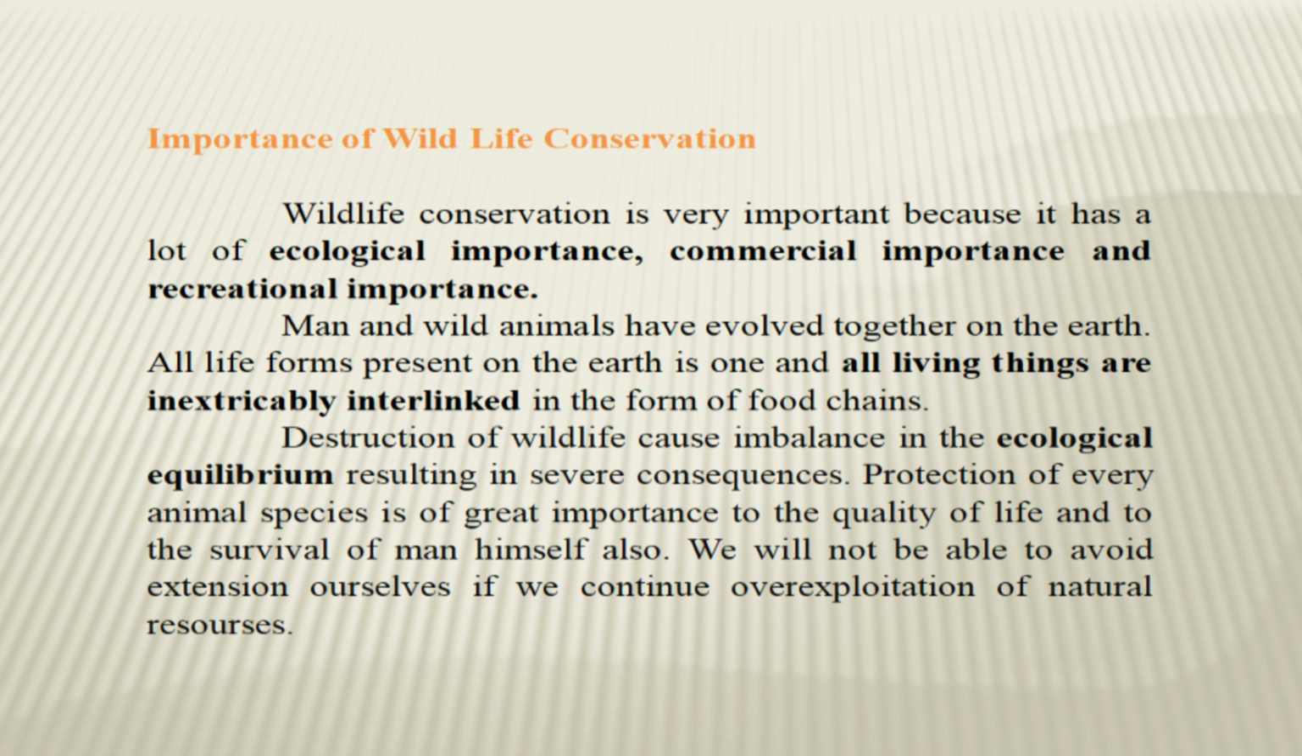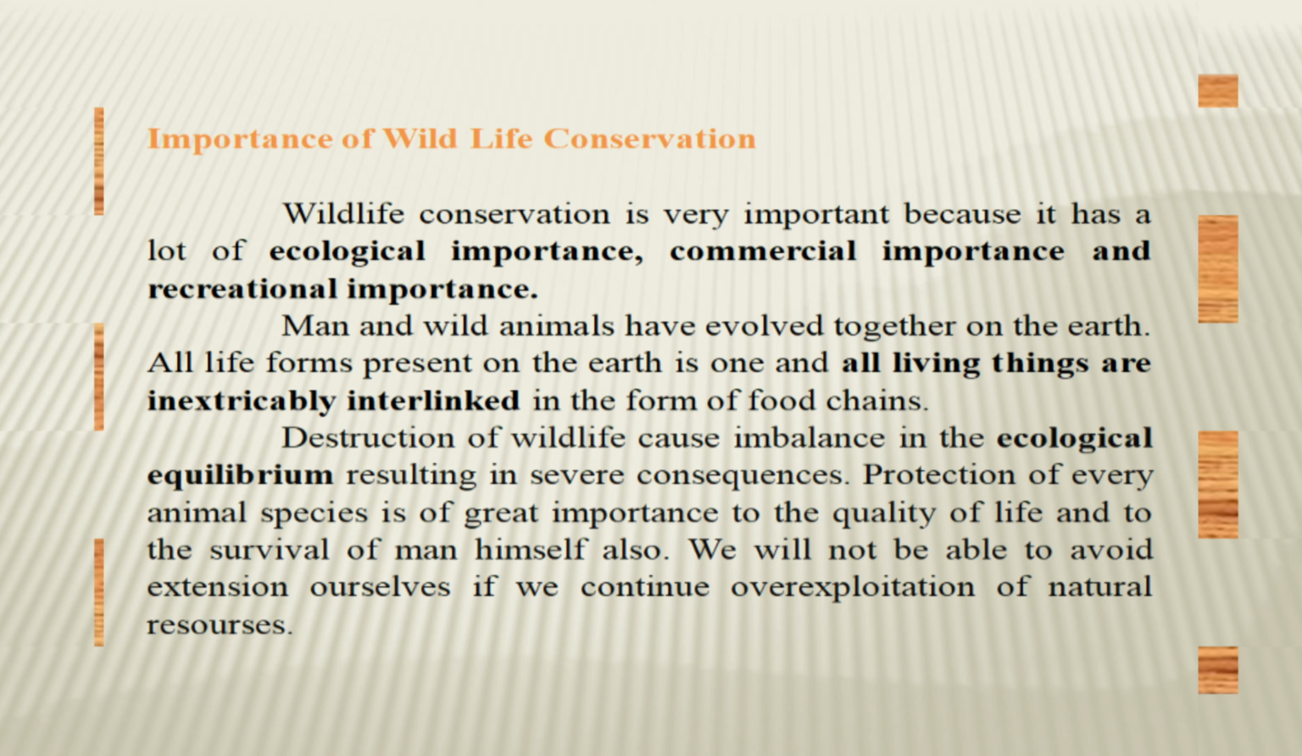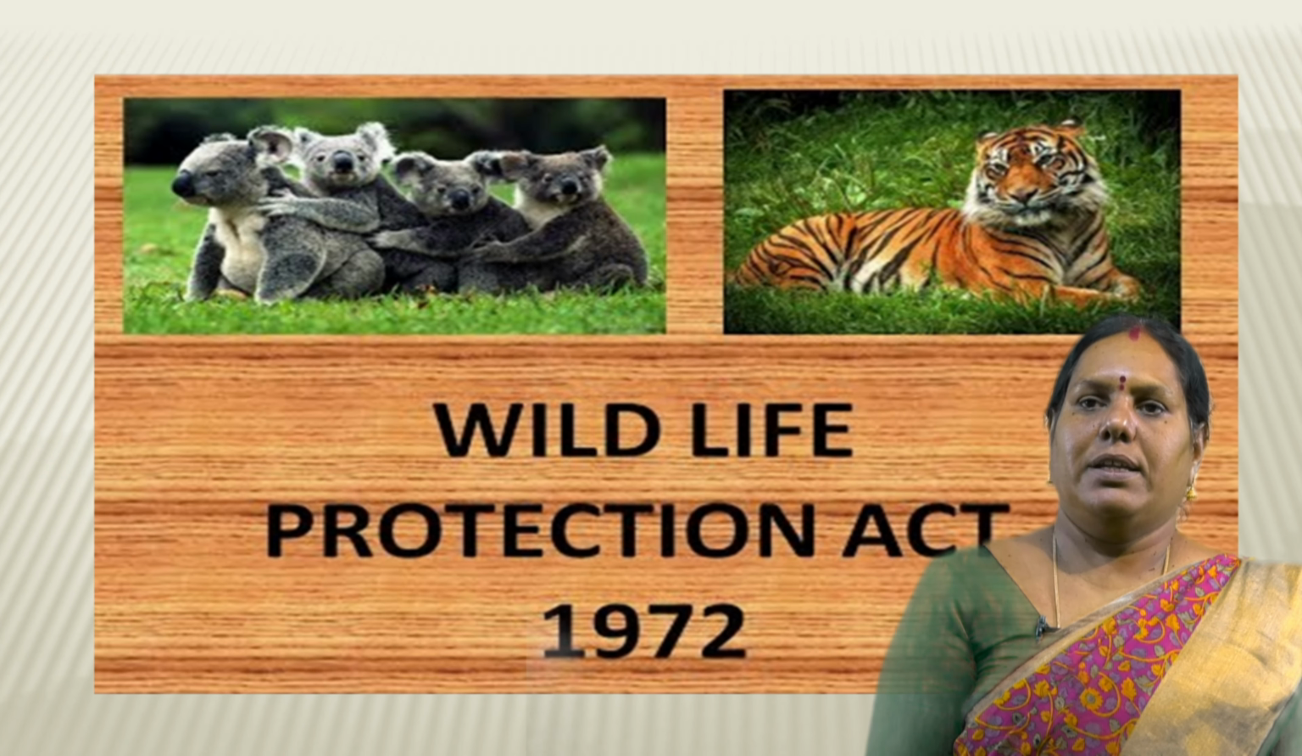So, destruction of wildlife causes imbalance in the ecological equilibrium. It results in severe consequences. So, protection of every animal species is of great importance to the quality of life and to the survival of man himself also. We will not be able to avoid extinction ourselves if we continue overexploitation of natural resources. Wildlife Protection Act 1972.